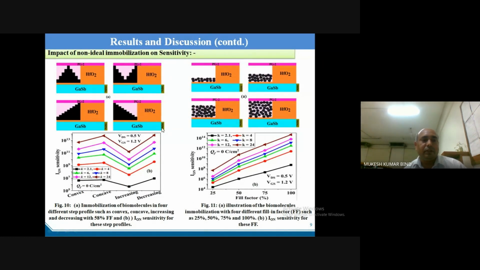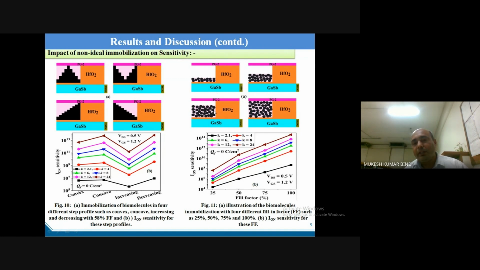This figure shows the impact of non-ideality of the proposed biosensor. In the previous study, we assumed the cavity was 100% filled with biomolecule, but this will not happen all the time. When the biomolecule is in the cavity, some blank space of the cavity may be empty. Here we consider four different partial structures: convex, concave, increasing, and decreasing. The sensitivity of the proposed biosensor is high in the case of the concave and decreasing structures because the biomolecule near the tunneling junction is high.